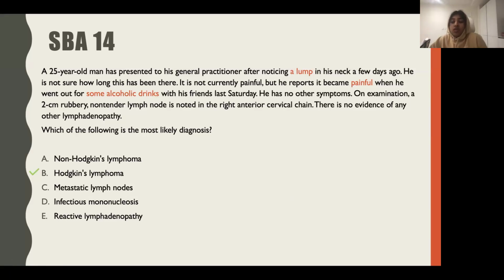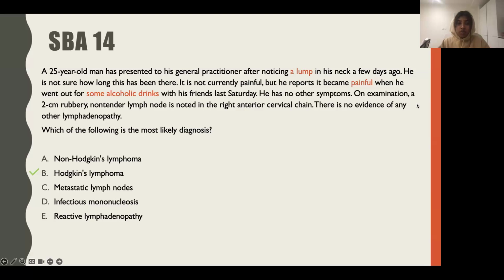One of the SBA symptoms is that if you have a lump or lymphadenopathy that gets painful when you drink alcohol, it's Hodgkin's lymphoma. It's that simple. Non-Hodgkin's, no, because if you have painful lymphadenopathy after drinking alcohol, it's Hodgkin's lymphoma.